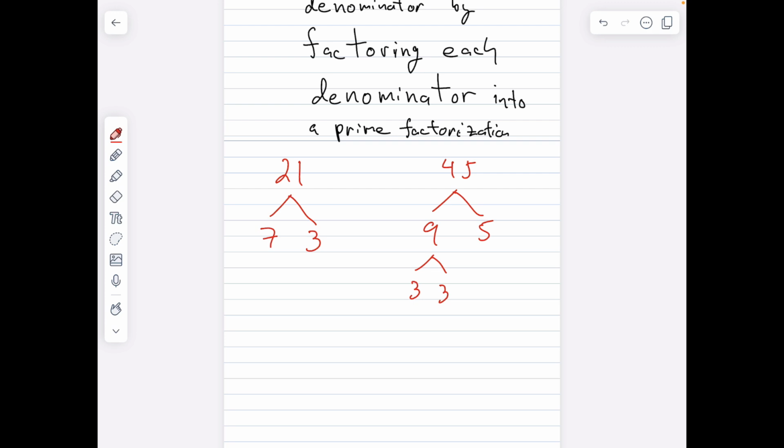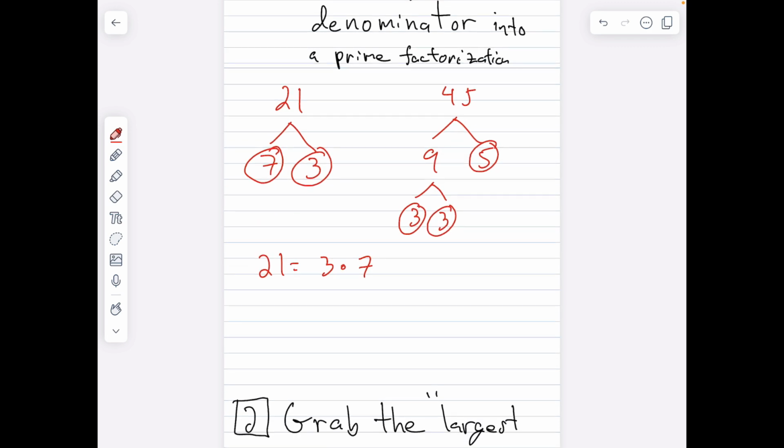So you basically break down the number, and any of the factors you try to break down further. And what I'm going to do here is take the prime factors, these numbers. So 21 is like saying 3 times 7. And then 45 is like saying 3 times 3 times 5, or 3 squared times 5.